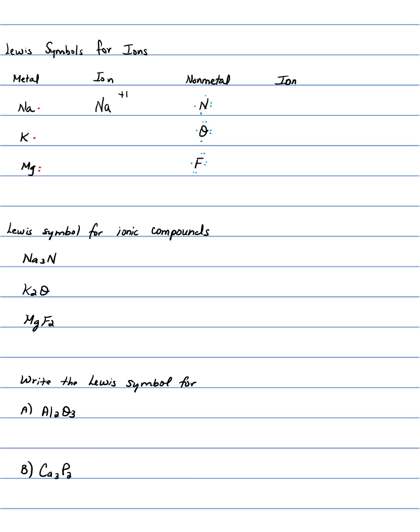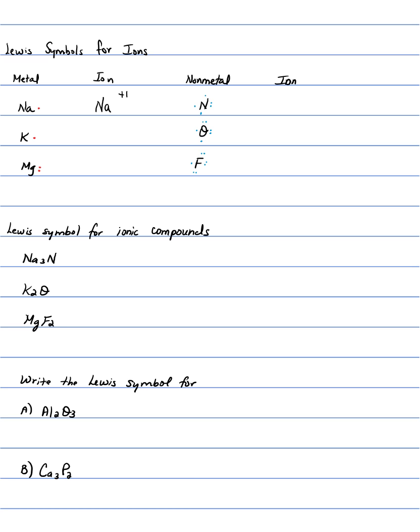Now the Lewis symbol for sodium with a charge of +1 is exactly what I wrote right there. For sodium, you have just one dot representing the valence electron. When the element sodium loses one electron, forming the ion of sodium with a charge of +1, it's giving away that valence electron.